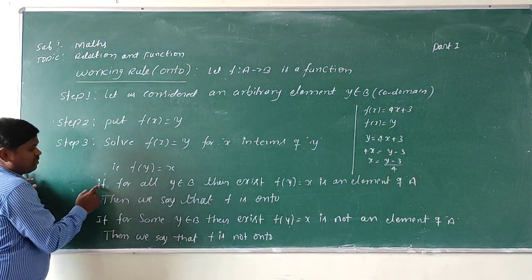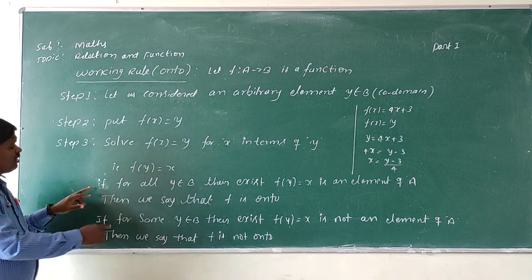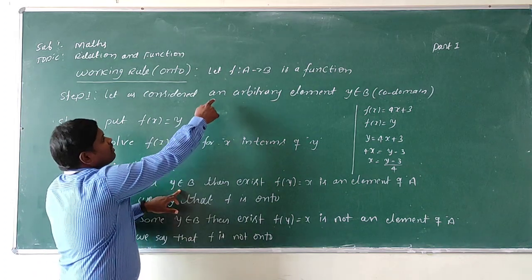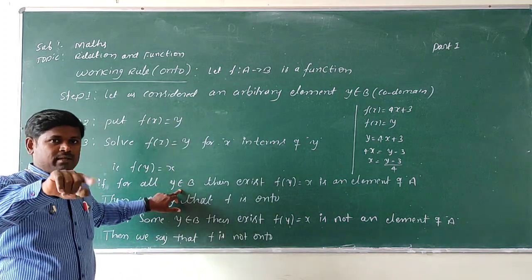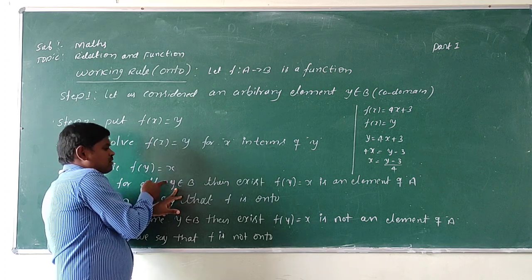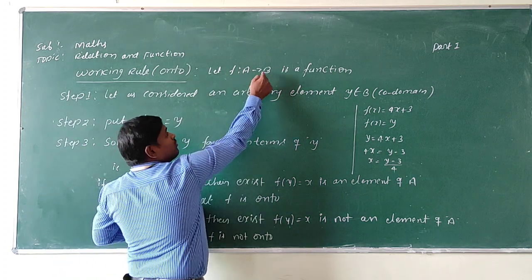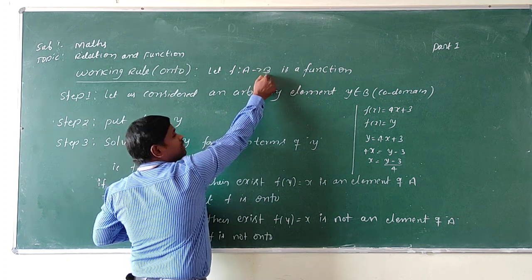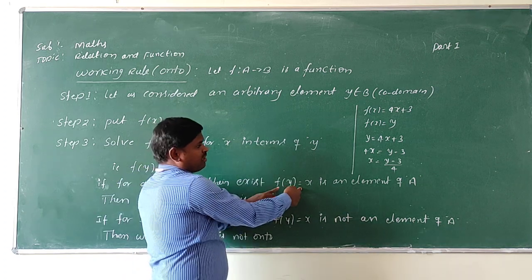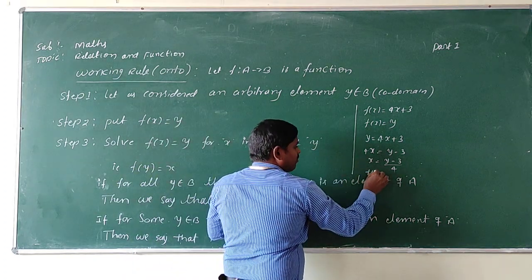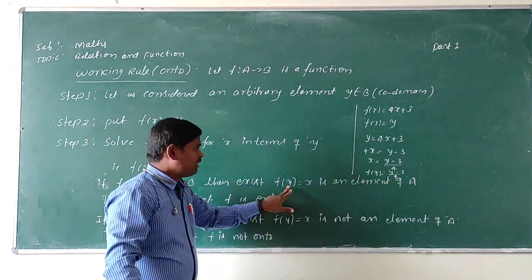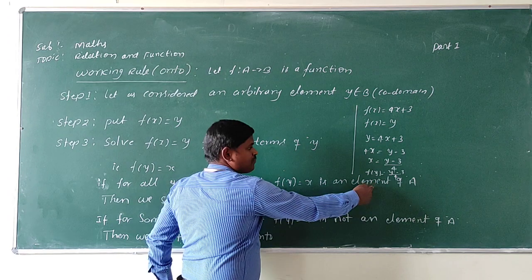Next, for all y belonging to B, here we took an arbitrary element, but suppose you consider any element of the set B, that is the codomain, there exists x equal to (y minus 3) divided by 4, which is an element of A.